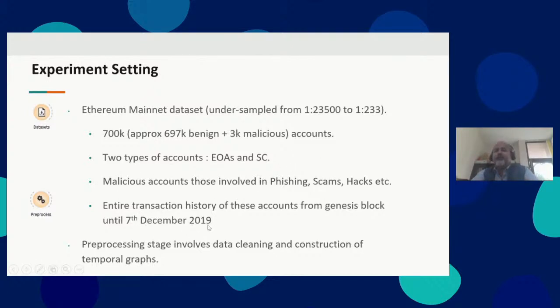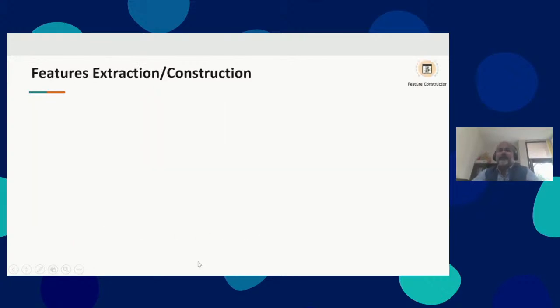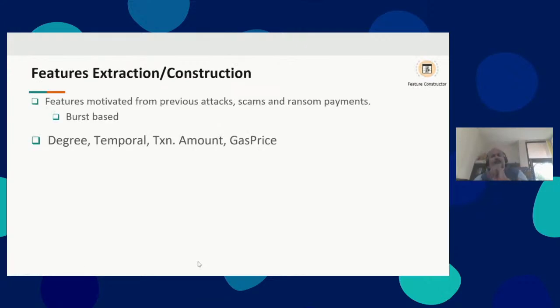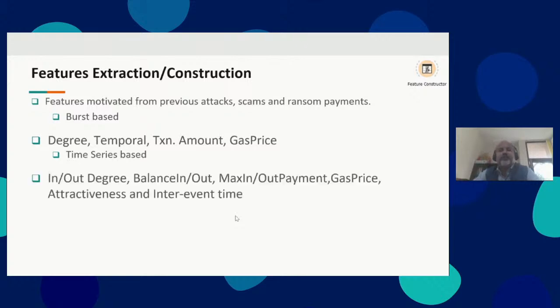So we took data from the Genesis block till December of 2019, and then we did the necessary pre-processing, data cleaning, etc. And then we did feature construction. Some of the features that have been used by attacks are burst based. For example, we already showed you that the degree has a bursty behavior, temporal distance has a bursty behavior, transaction amount has bursty behavior, gas price also has bursty behavior.